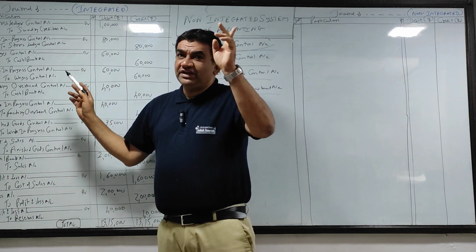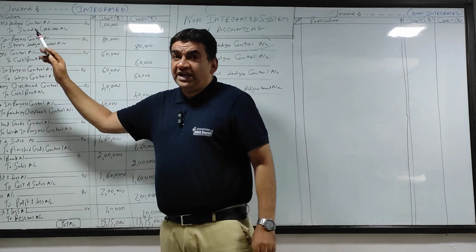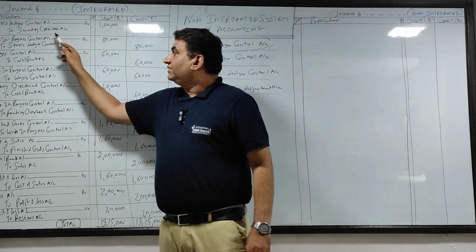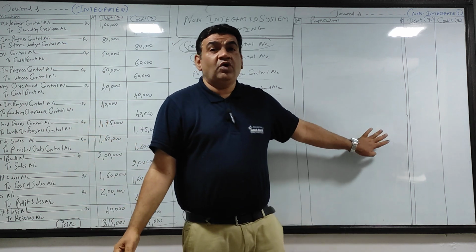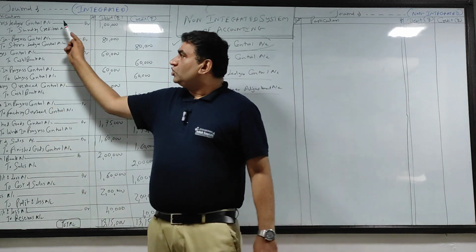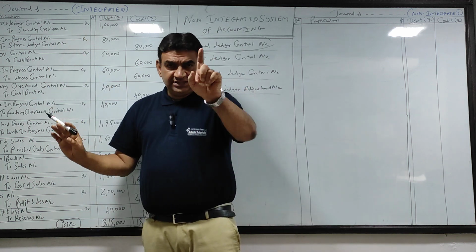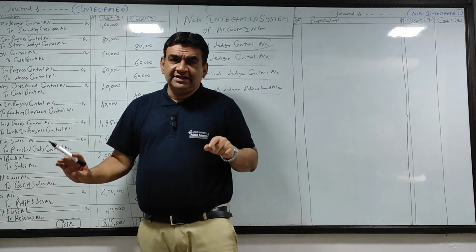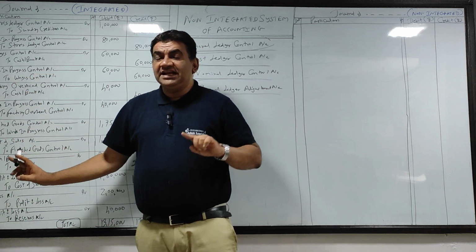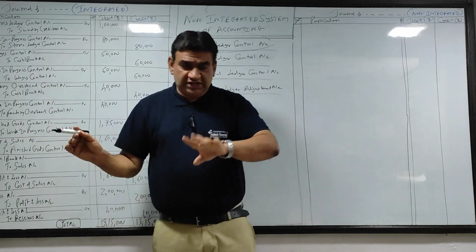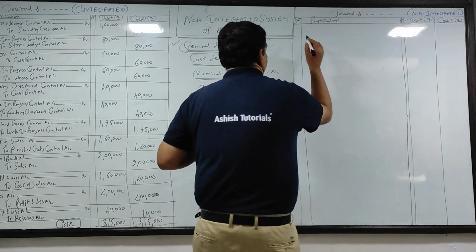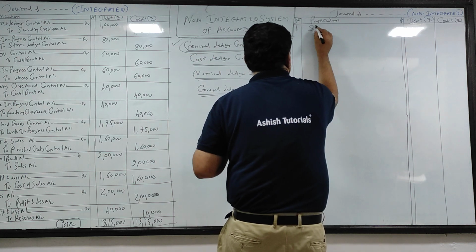Now what I told you on the very first day also. Store ledger is a cost account. Sundry creditors is finance. This is non-integrated, only cost. So the cost account will remain the same. So when I buy material, whether it is integrated or non-integrated, my debit will be stores only. So come to the entry first.